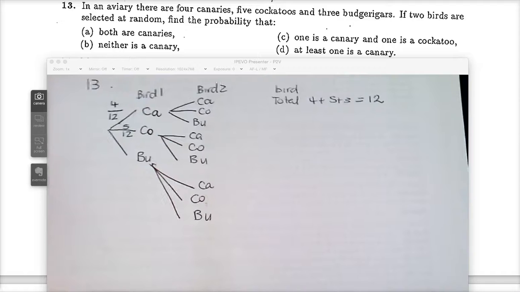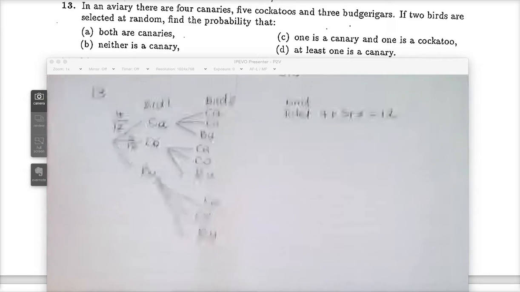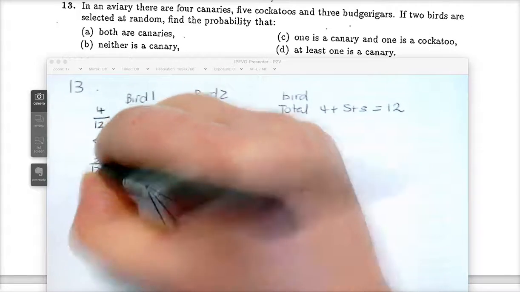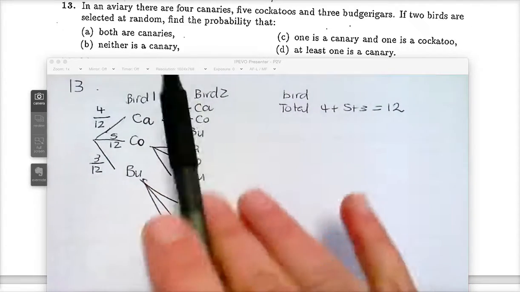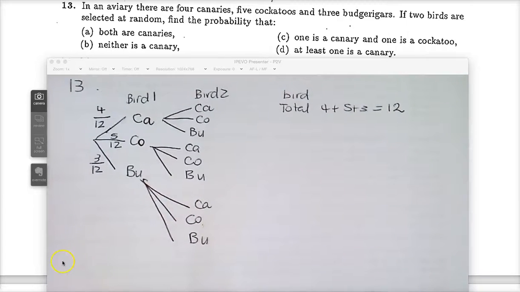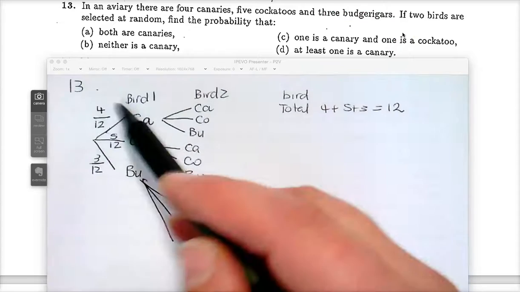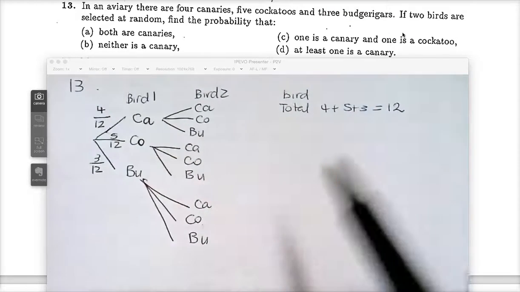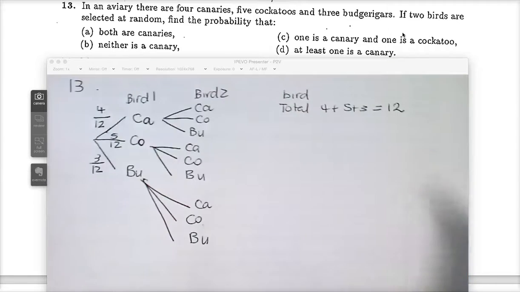And is this big enough, girls? And the budgerigar is 3/12. These numbers, there are 4 canaries, 5 cockatoos, and 3 budgerigars. That gives me 4 plus 5 plus 3, 12 birds. The chance of picking the first bird, you got 4 out of 12 chances of getting the canary. Do you get it? Now, no, do not simplify.